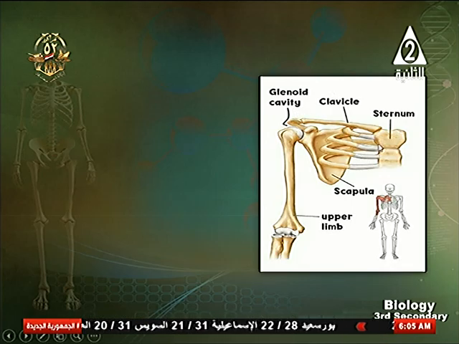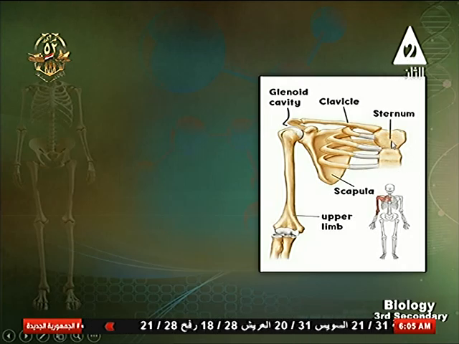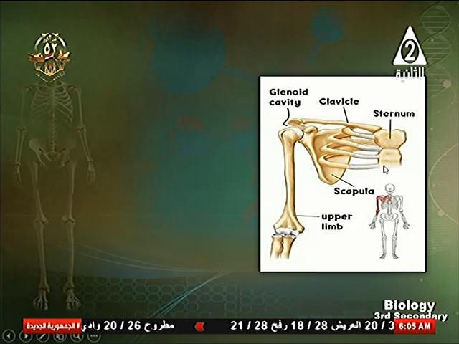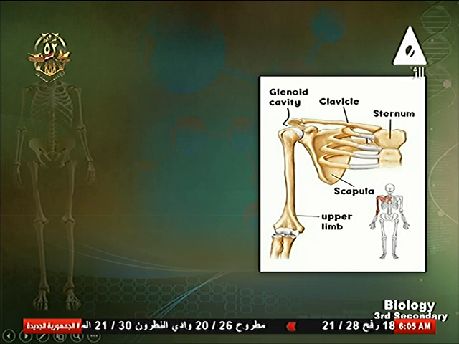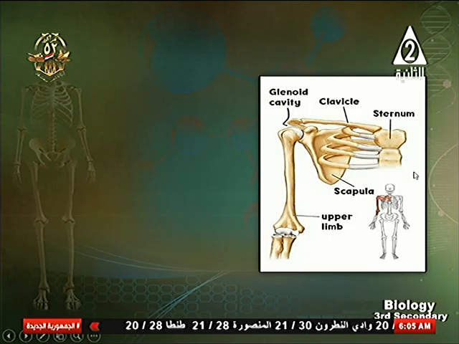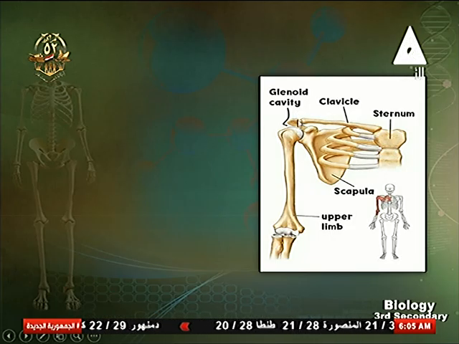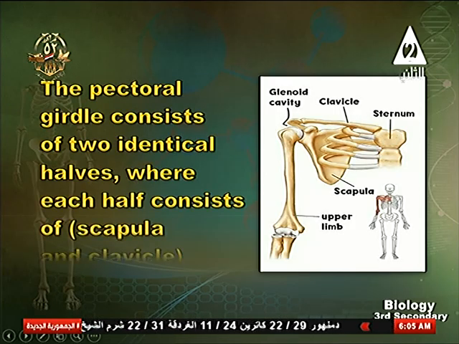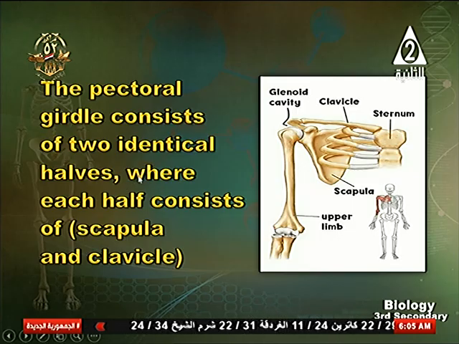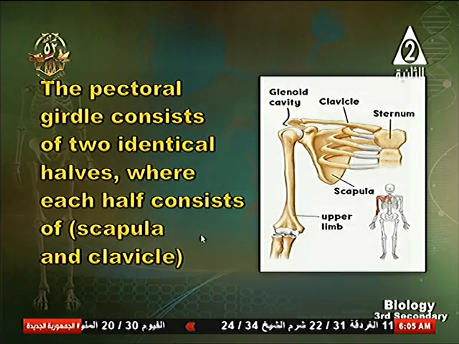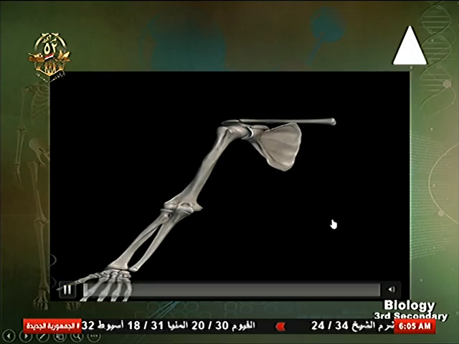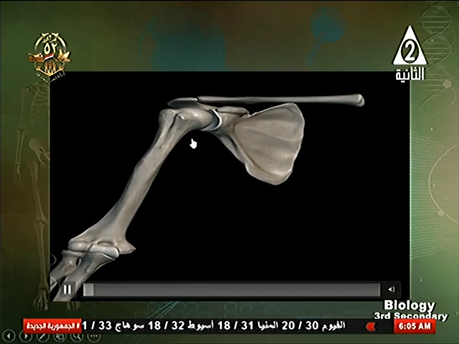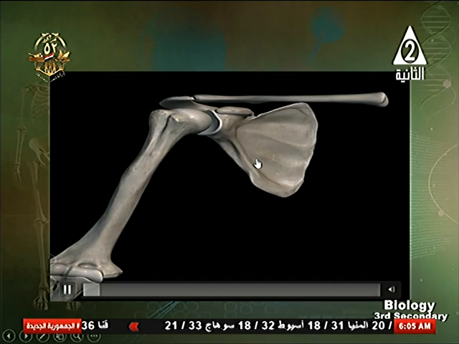Clavicle is a long, thin ventral bone attached, from the anterior view, to the sternum. Sternum, you studied it in the thoracic cavity in the axial skeleton, okay? So the clavicle bone is attached anteriorly to the sternum and laterally to the scapula from the process. This is the pectoral girdle, consisting of two identical halves, and each half consists of scapula and clavicle. Let's see this video, which explains the structure of the pectoral girdle and upper limbs.